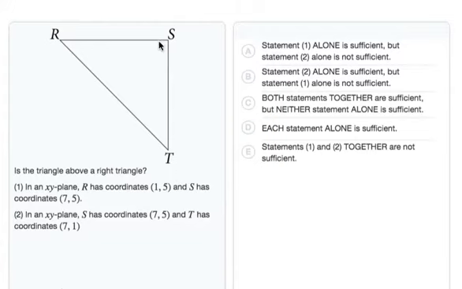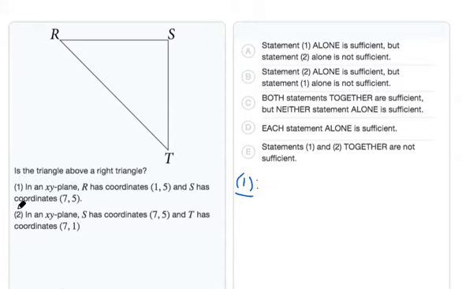Now we might be tempted just to draw a 90 degrees in here and call that a right triangle because it looks like a right triangle. But remember, if that little square indicating a 90 degrees is not here, we can't automatically assume that it's a right triangle. So let's dive into our statements alone. We'll take a look at statement 1 first. And I'm just going to do that over here just for room.